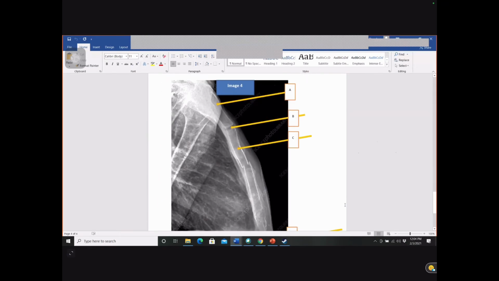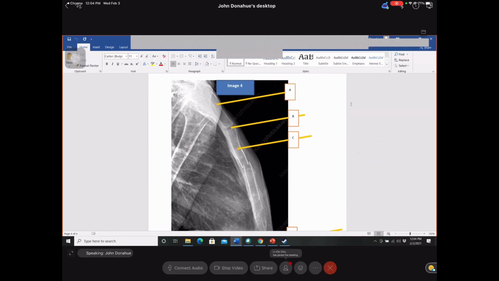All right, let's go to our last image, image number 4. This is going to be our lateral sternum. The A referring to the manubrium of the sternum. It is going to be the manubrium of the sternum. You are correct. Letter B, that's going to go to.